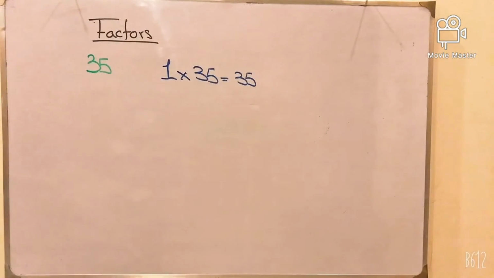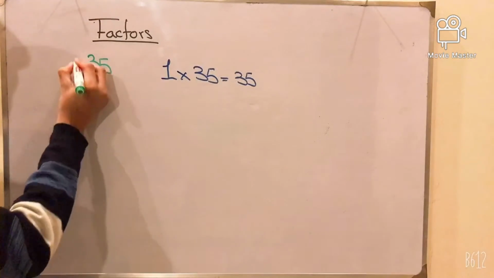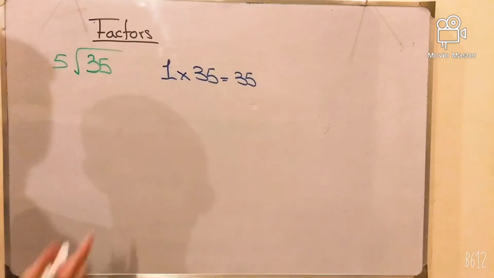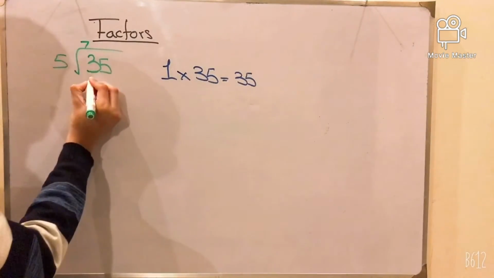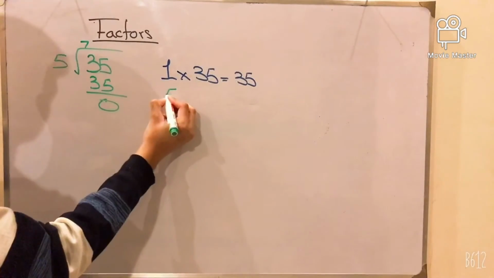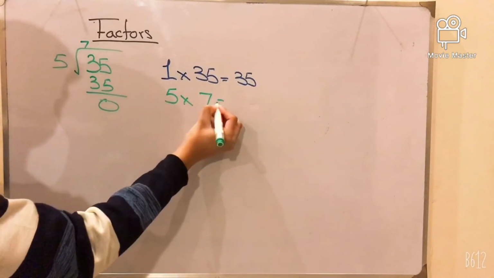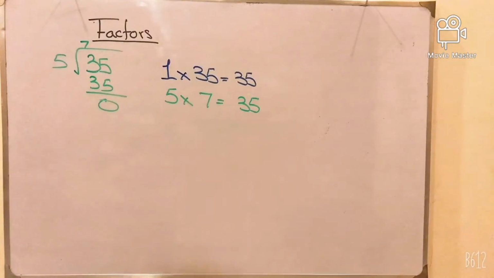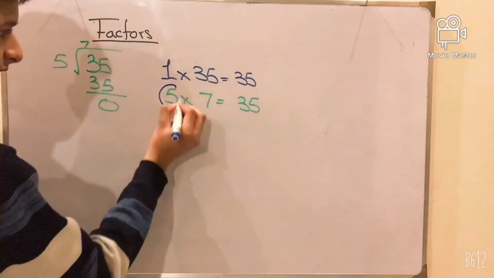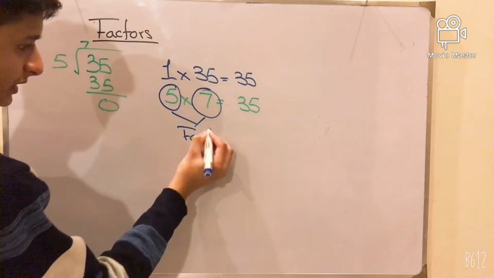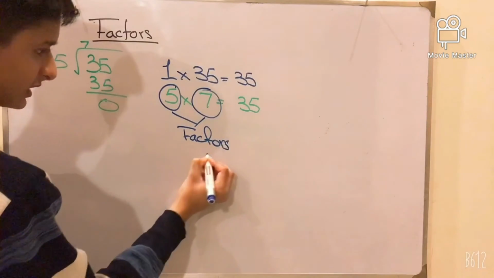Now if we divide 35 by 5, we know that 5 times 7 is equal to 35. So we will say 5 multiplied by 7 equals 35. Now we know that 5 and 7 both are factors of 35.